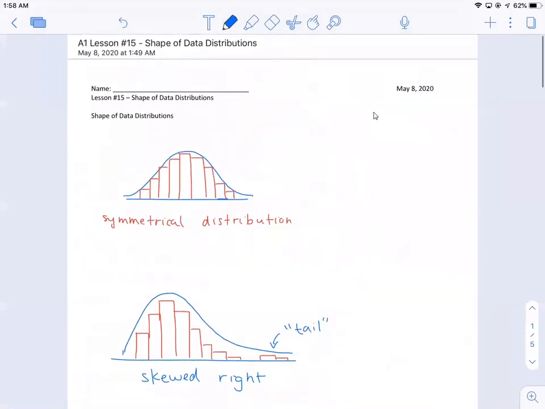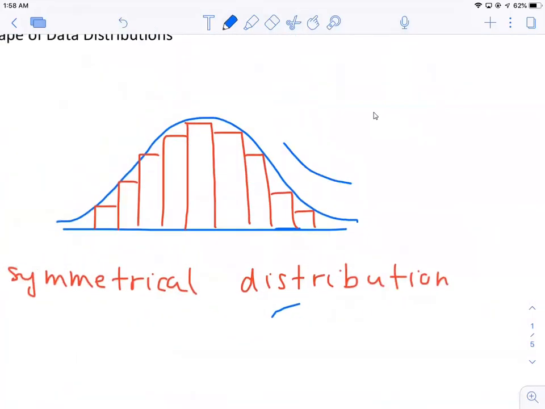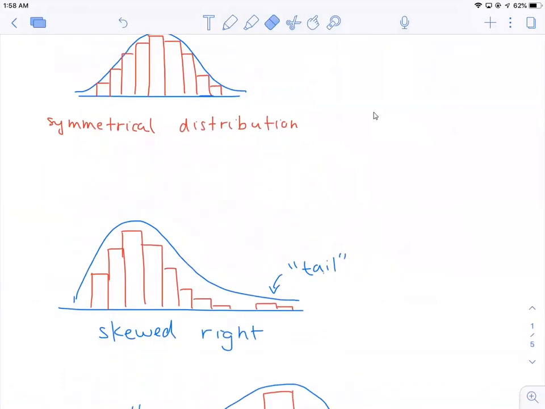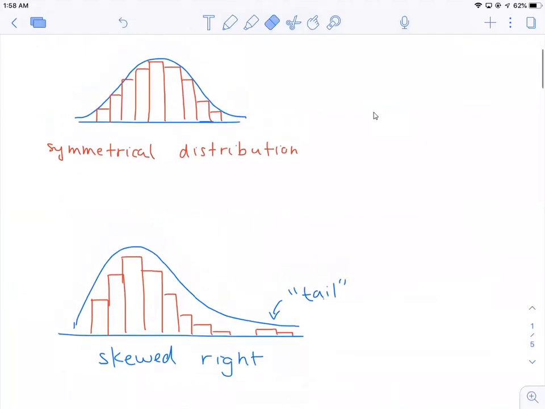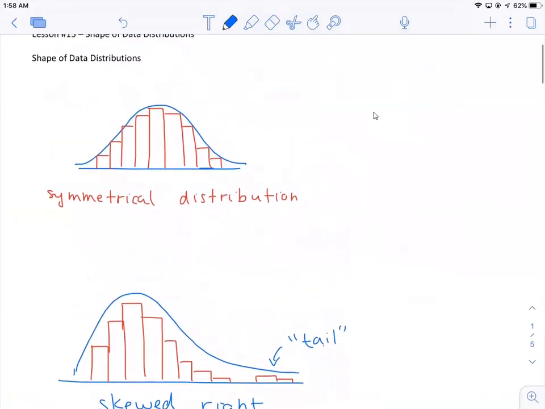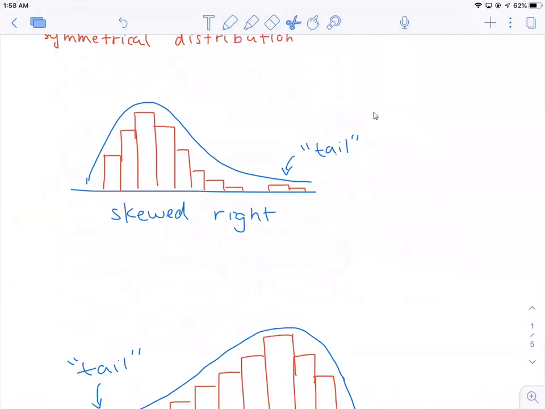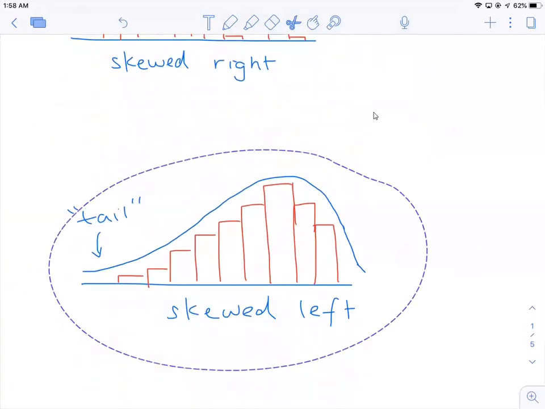You can think of it like this: if we have tails on both sides of our curve or distribution, then that's symmetrical. You can also call it a two-tailed distribution. Some people call it that, but I'm going to call it symmetrical. That's easy to remember, nice and symmetrical. If the tail is on the right, it's skewed right. If the tail is on the left, it's skewed left.